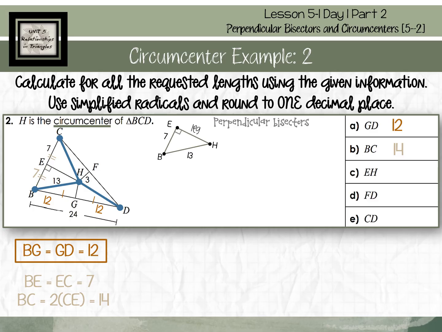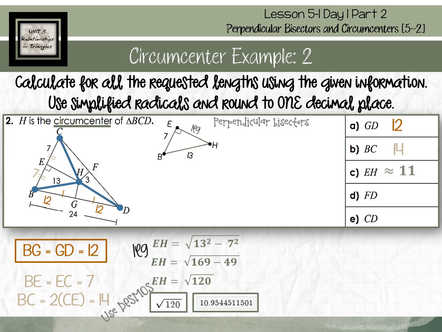So I'm going to pull that triangle out, and that's triangle BEH, and we want the length of segment EH, which is the leg. So we're going to do the square root of 13 squared minus 7 squared, put it in Desmos, and we get about 11. Because 1 decimal place is where the 9 is. We look 1 to the right, and that 5 is going to push that up. So we get 11.